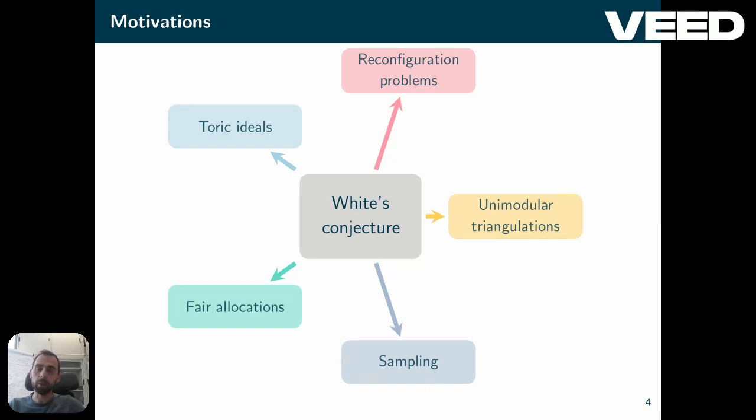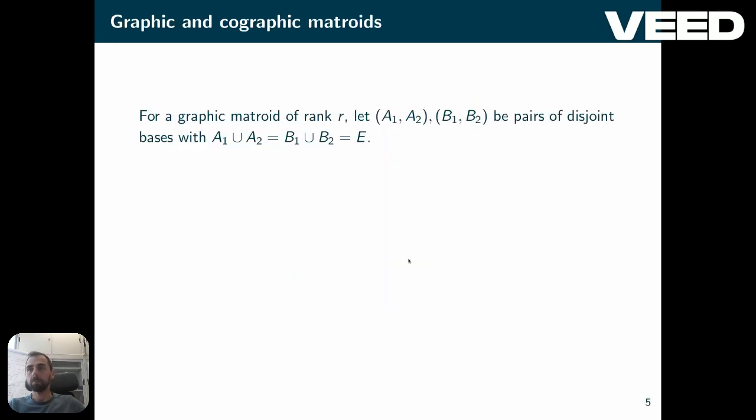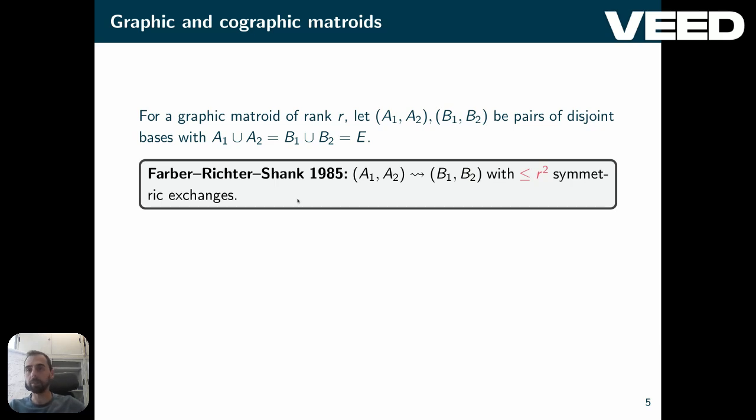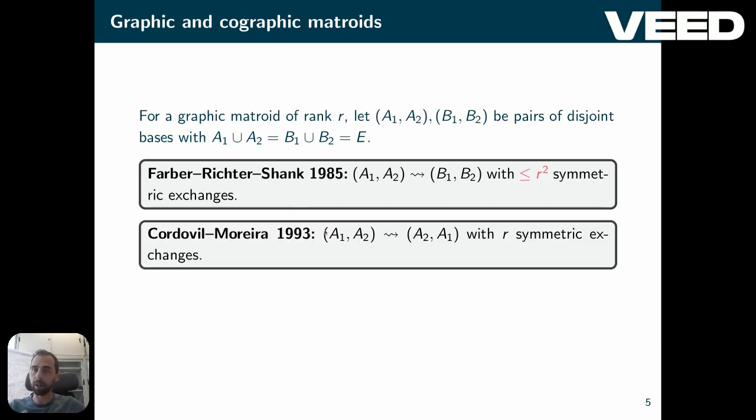Okay, so what do we know about these conjectures? The conjectures were verified for various matroid classes, most importantly for graphic matroids. White's conjecture was settled by Farber, Richter, and Schenck, and Gabo's conjecture was proved by Cordoville and Moreira. It is not difficult to see that if any of the conjectures hold for a matroid, then it also holds for the dual of the matroid. So actually these results imply that we have the same results for cographic matroids as well.